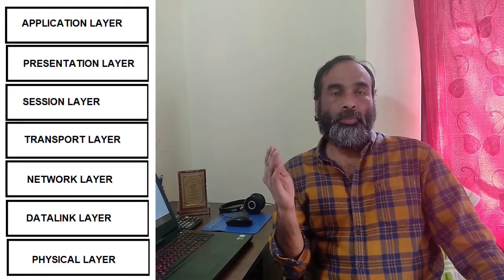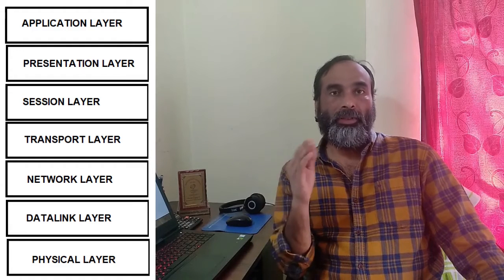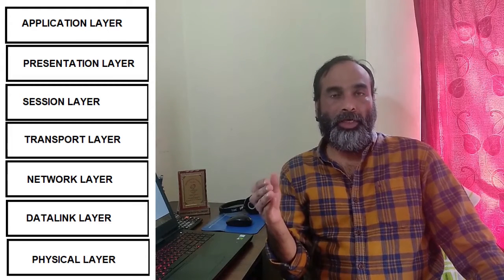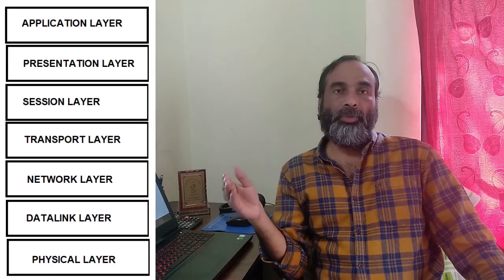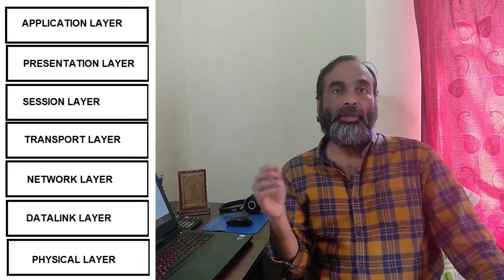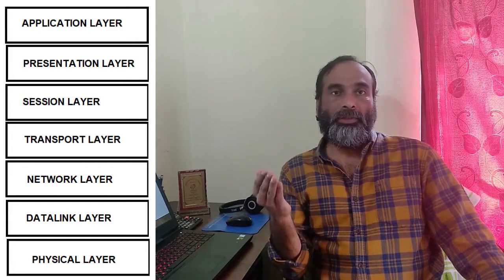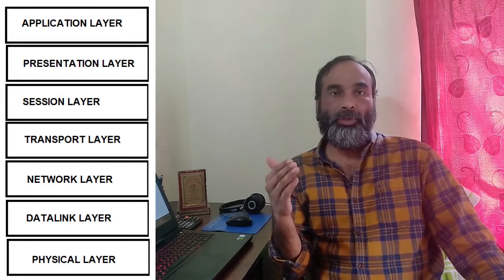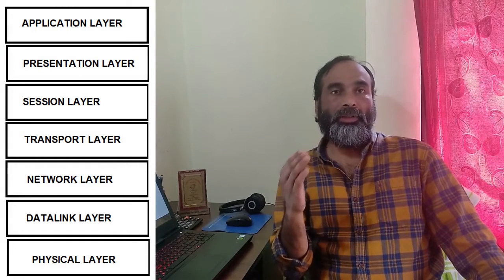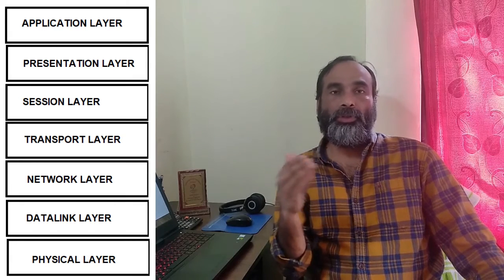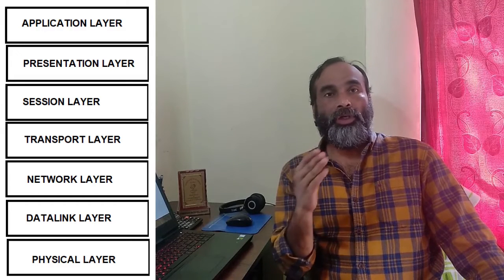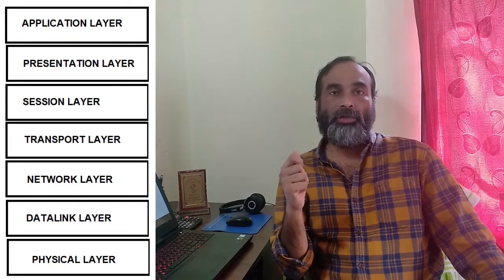From the top, the topmost layer is the application layer. Then we have the presentation layer, then the session layer, then the transport layer, then the network layer, then the data link layer, and then the physical layer. Which one is the first layer for you depends on whether you are a receiver or a sender. We will now understand the functionalities of each layer, starting from the top.